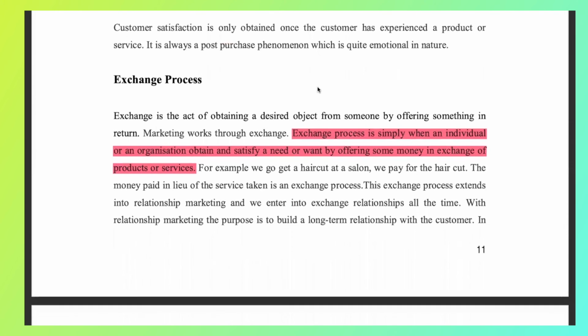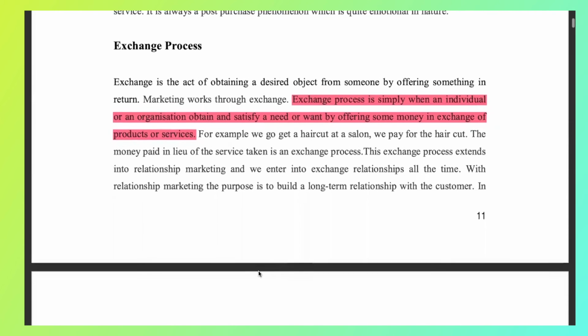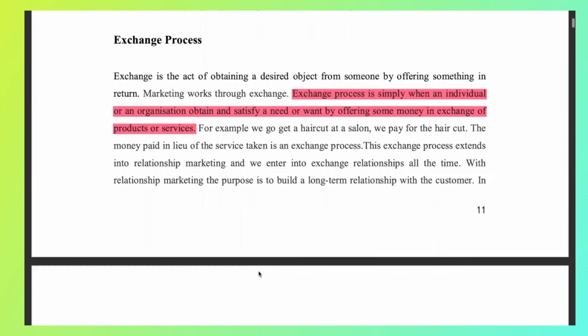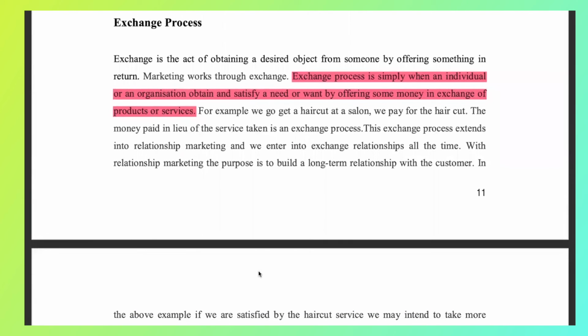Last, we have the exchange process. Exchange is the act of obtaining a desired object from someone by offering something in return. Exchange process is very, very simple. It's basically when you receive a product, you pay for the product. That's an exchange, right? Someone's giving you a product, in return, you're giving the money. It's not like you get the product for free, and that's not how the exchange process works.